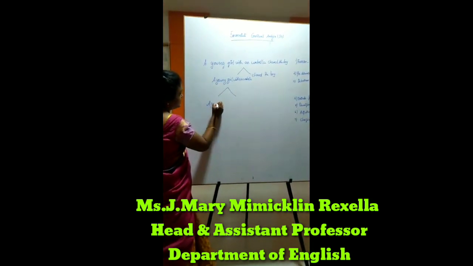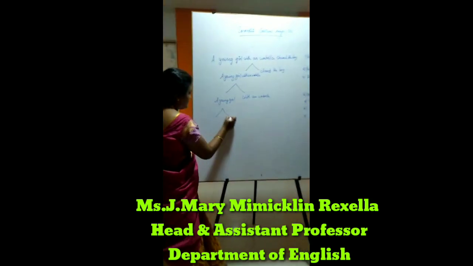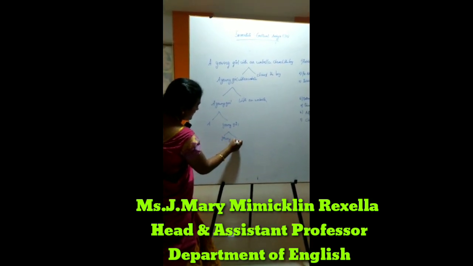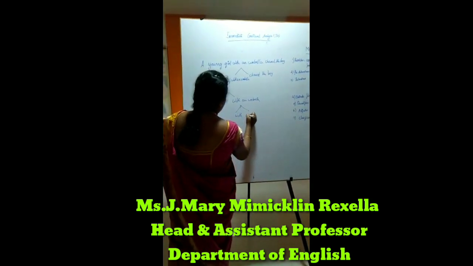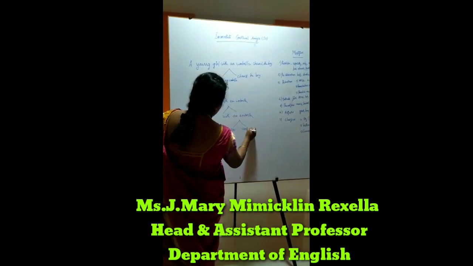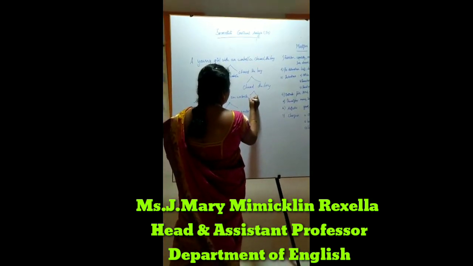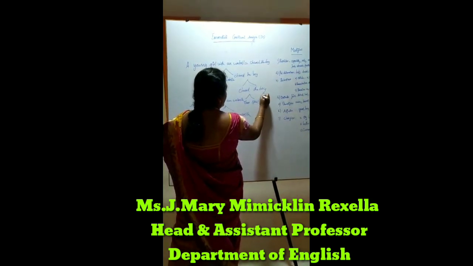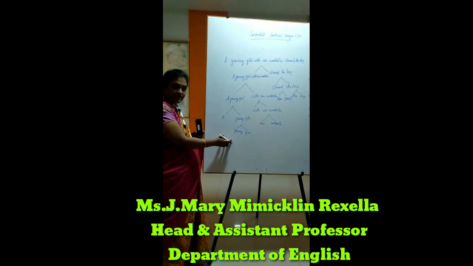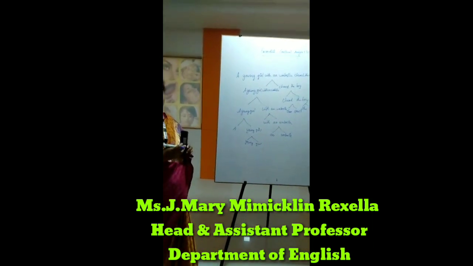A young girl with an umbrella. A young girl. Young girl. With an umbrella, with and umbrella. Likewise here, chased the boy: chased will be divided as chase and past tense, and the boy is divided as the and boy. Here we come to know that this is the word which we cannot divide further. That is the lowest minimal meaningful unit, and that is called a morpheme. This is called immediate constituent analysis.